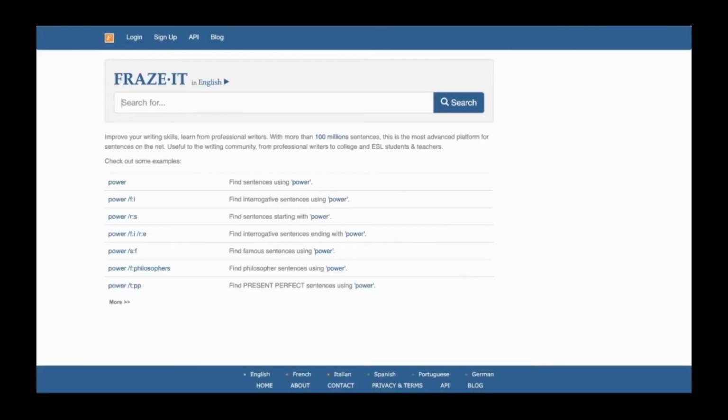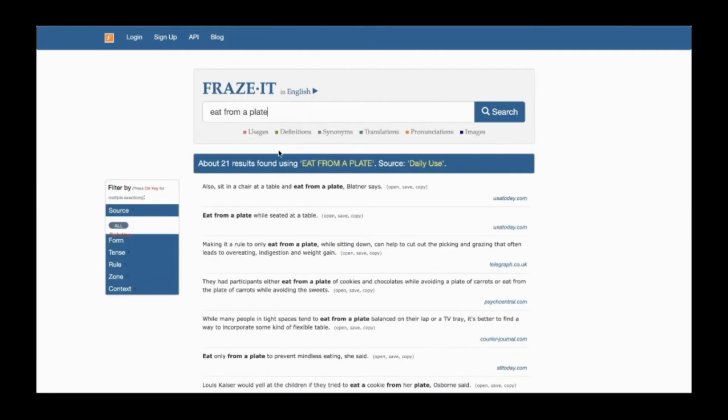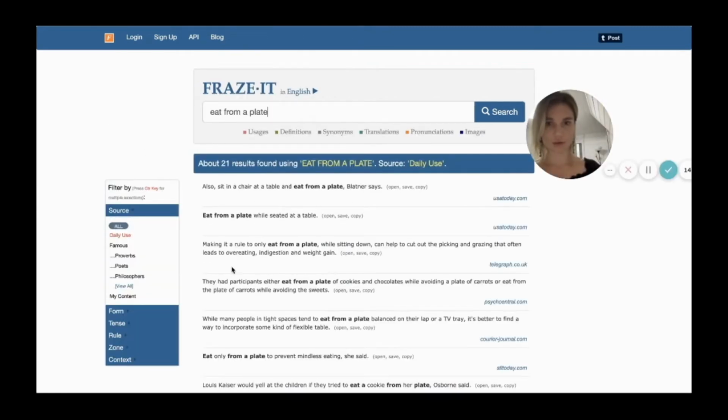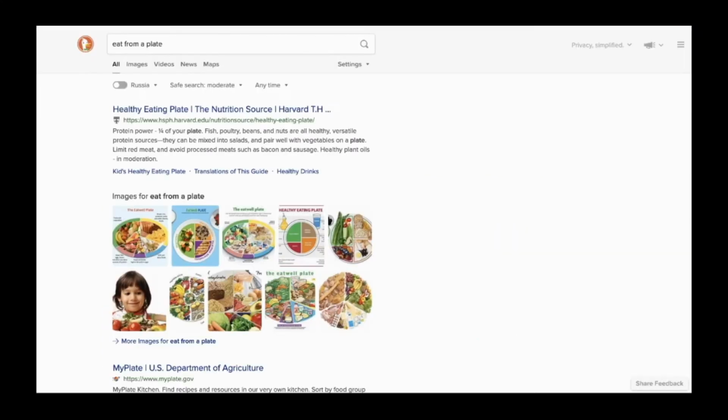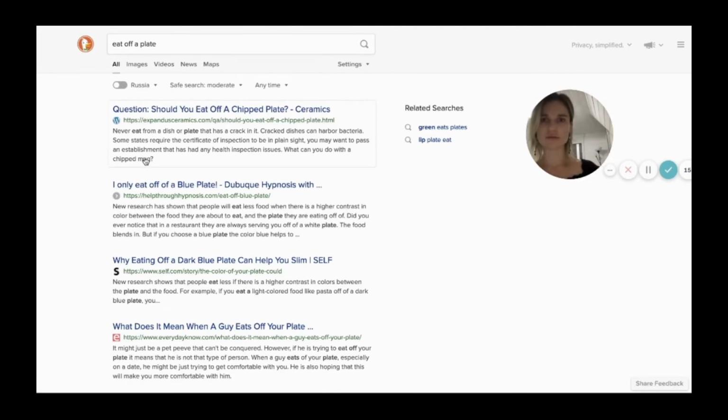Another resource that I recommended already in previous videos is this: "eat from a plate" in quotes, Phrase it. Let's see if we can see this exact word combination. It's easier because it gives us more precise options. Eat from a plate while served at a table, making it a rule to only eat from a plate. So a squirrel is eating from a plate. We can definitely say that, but I remember that I heard native speakers say "eat off."